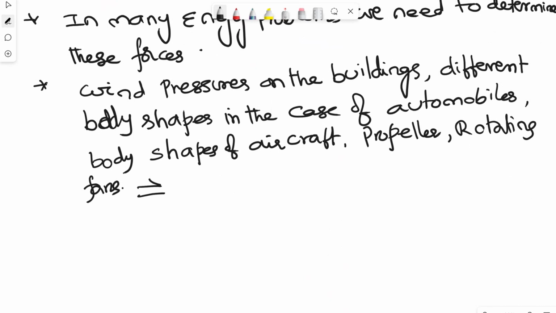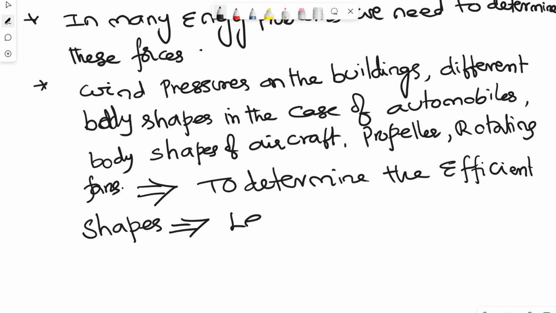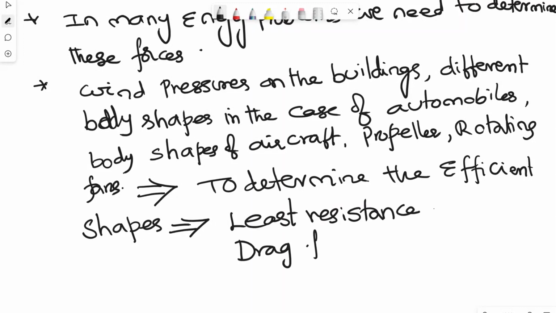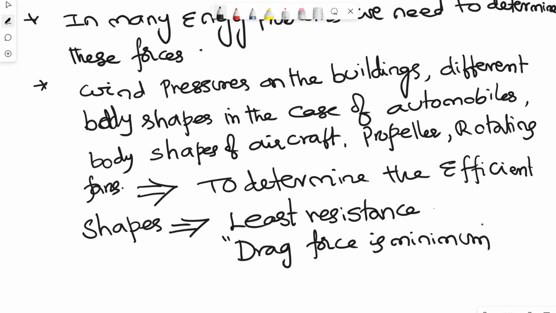Why? To determine the efficient shapes. What do we mean by efficient shapes? Least resistance. Drag force is minimum. So this is the object of the study.